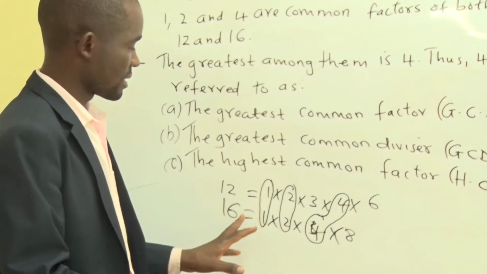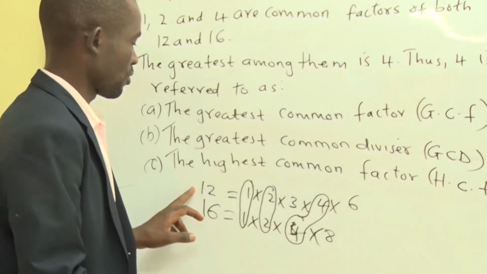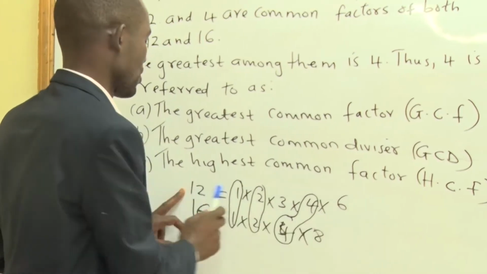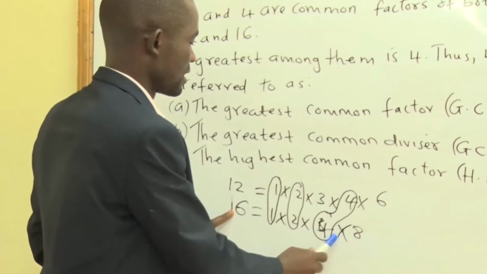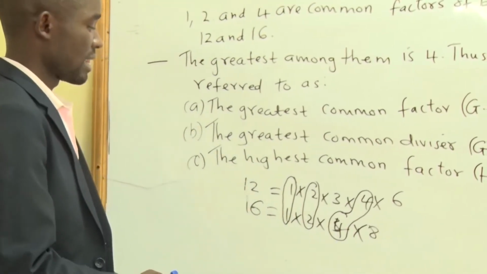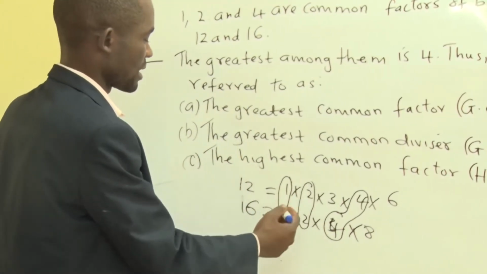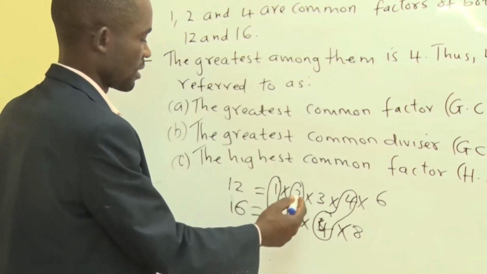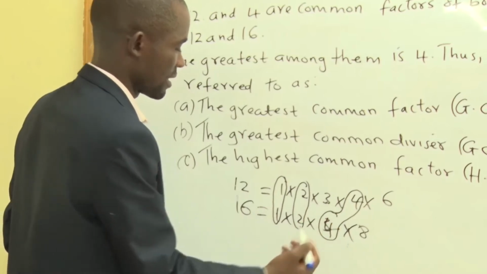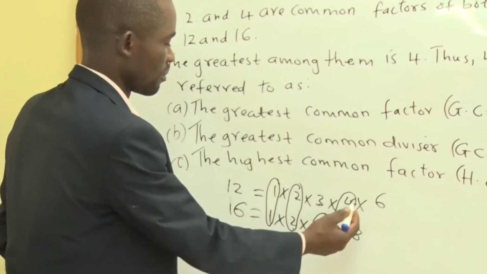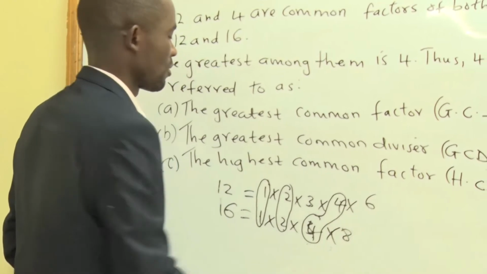These are the factors of 12. We cannot write 12 here because we are looking for the factors of 12. For 16, we have these factors. Having said that, you look for the common numbers. 1 is common in both cases, 2 is common in both cases, 3 is not common. We only have 3 here, we don't have 3 on the other side. 4 is common in both cases. These other numbers are not common.